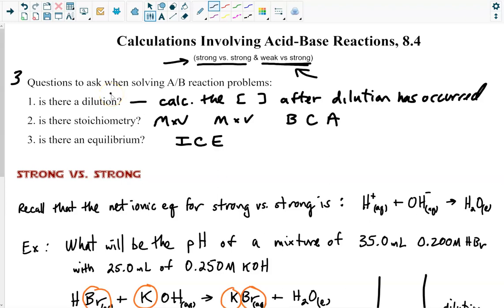One, if there is a dilution, another for the stoichiometry, and if there happens to be an equilibrium after the stoichiometry occurs, after the reaction occurs, if there's a weak acid or base, you're going to have to, in most cases, do an ICE table. Again, we're going to go through several examples here, the first being strong versus strong, which should be one that you're pretty familiar with and will not involve the third question, is there an equilibrium? And so we'll look at how we deal with the first and the second questions about the dilution, and we'll learn about this before, change, after table.